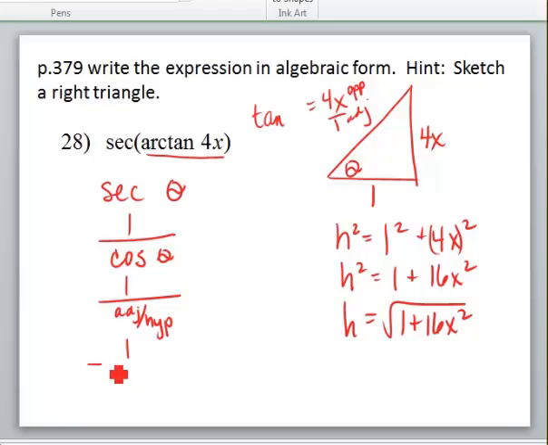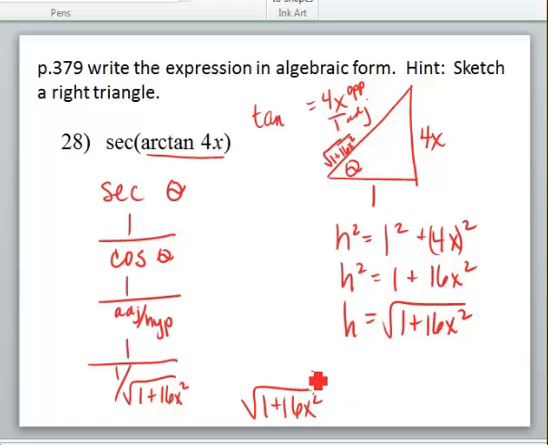So this becomes 1 over, the adjacent is 1, and the hypotenuse I just found to be the square root of 1 plus 16x squared. So I have 1 over the square root of 1 plus 16x squared. When I take 1 divided by that, I end up with my answer of the square root of 1 plus 16x squared.